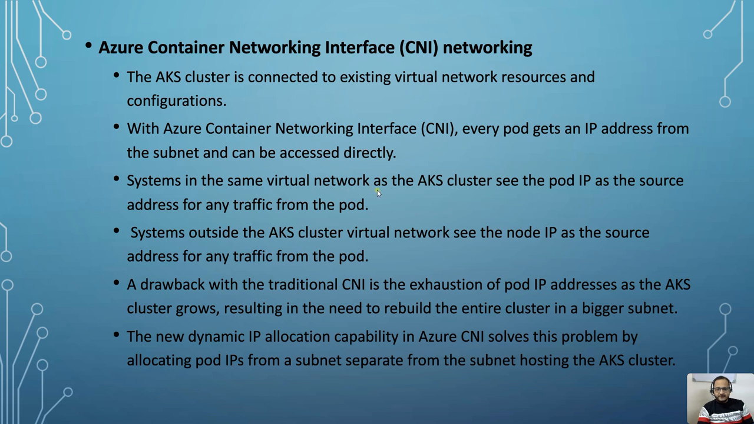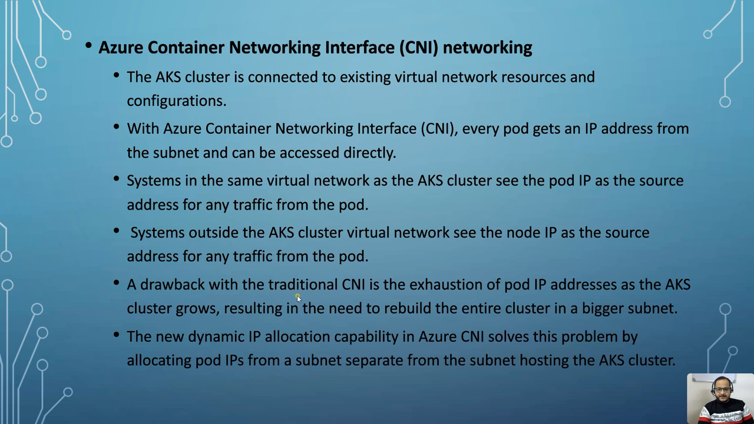Systems in the same virtual network as the AKS cluster see the pod IPs as the source address for any traffic from the pod. So in Kubenet, the source traffic was from the node IP. In the case of the Azure CNI networking model, the source traffic can be directly from the pod IP as well. Systems outside the AKS cluster virtual network see the node IP as the source address for any traffic from the pod. So if you are accessing something from outside of the AKS virtual network, then the node IP address will be the source address for any of the traffic coming to the pod.